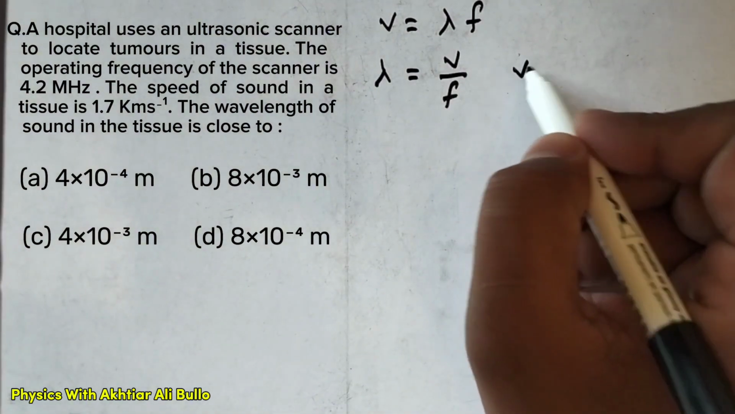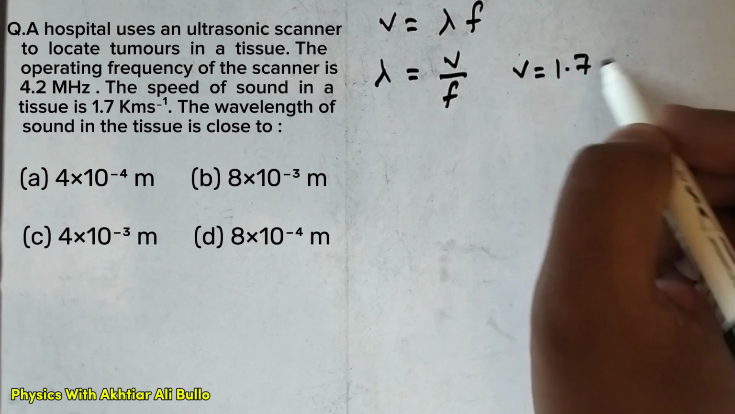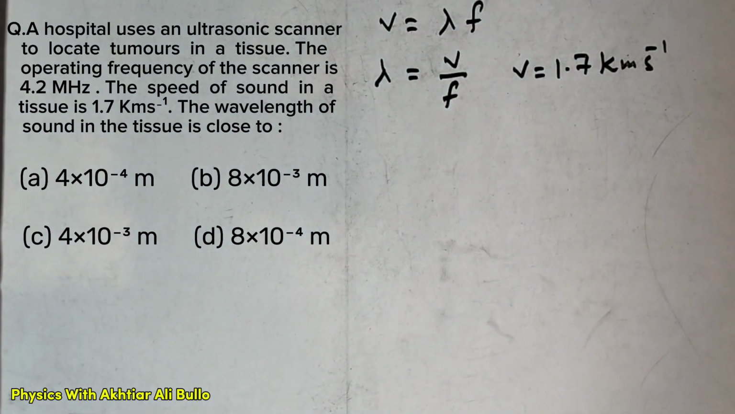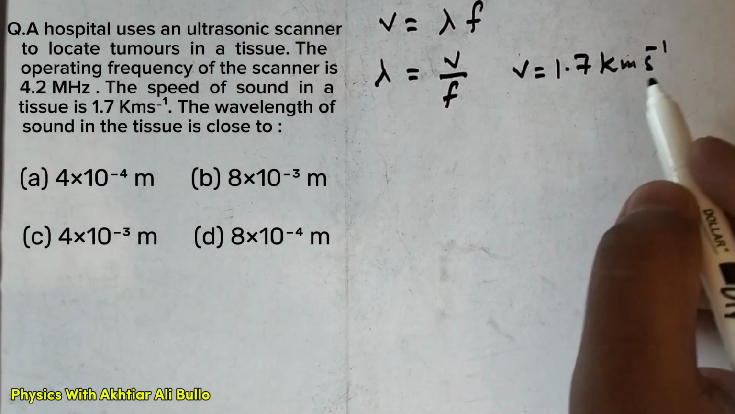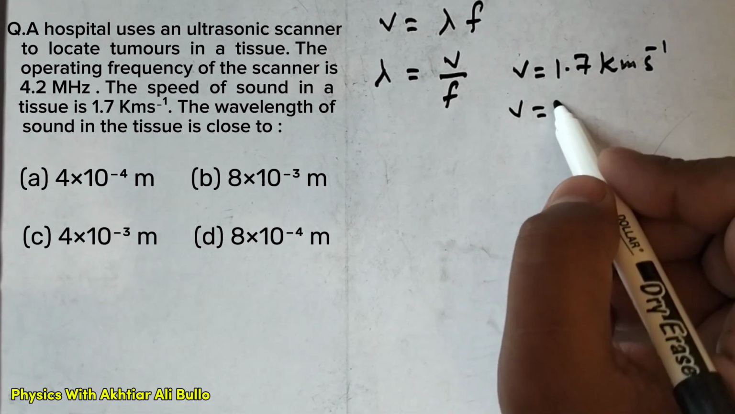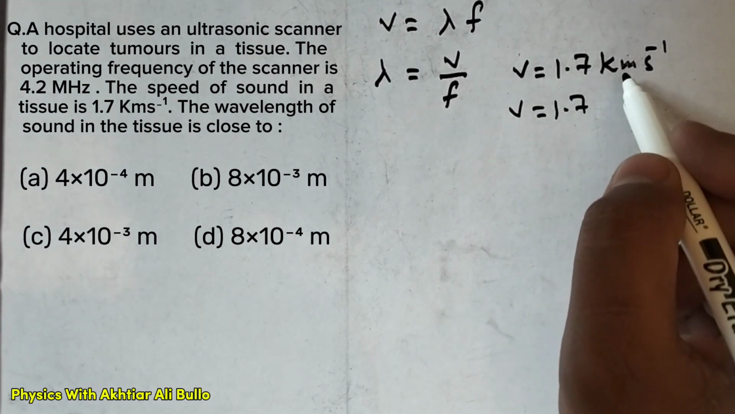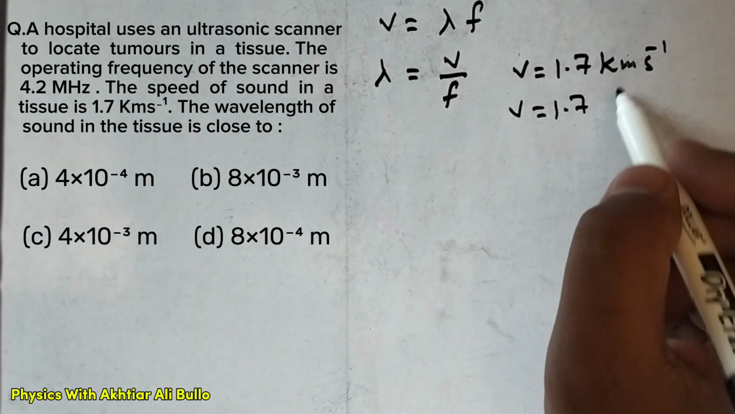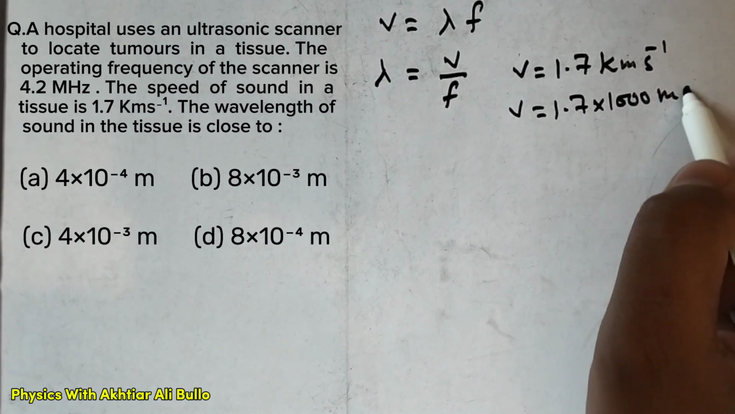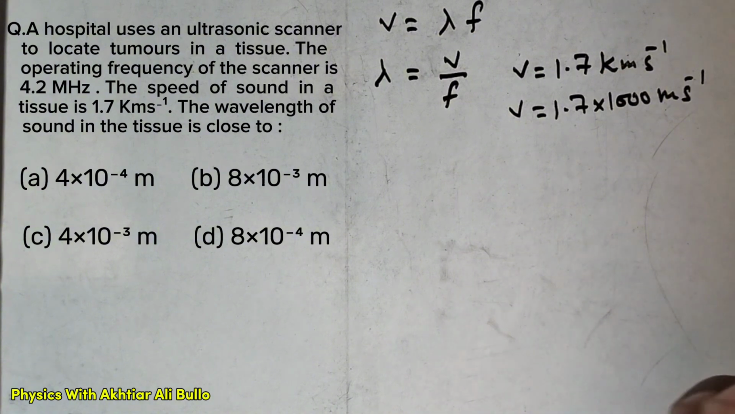Here V is given as 1.7 kilometer per second. So first of all we will change it into meter per second. So V will be 1.7, as 1 kilometer is equal to 1000 meter, so 1.7 into 1000 meter per second.